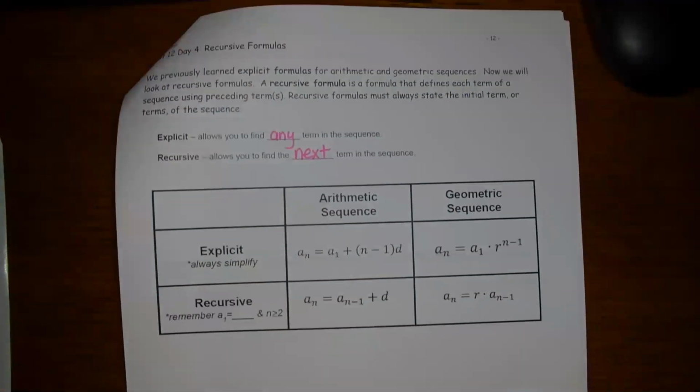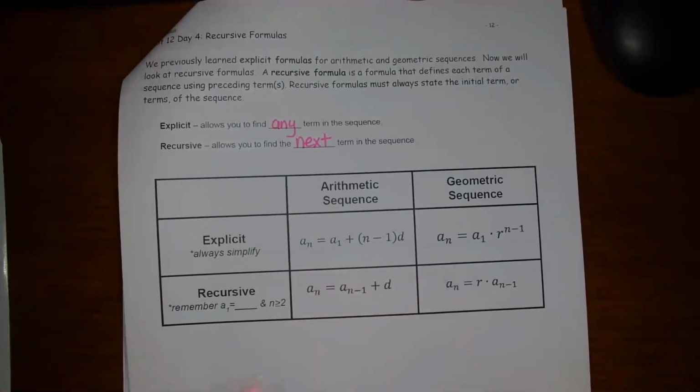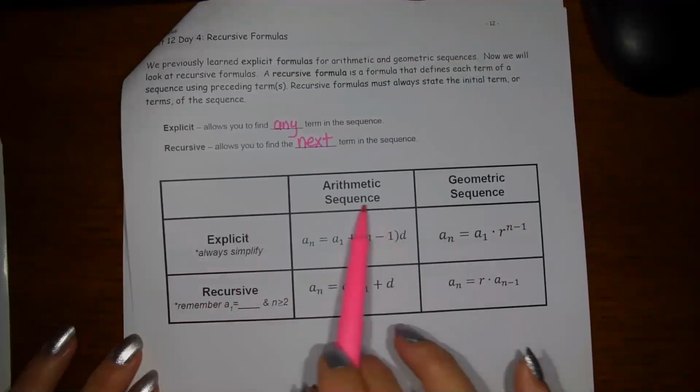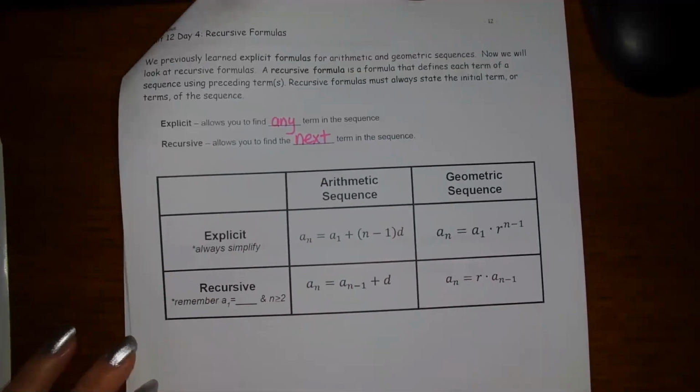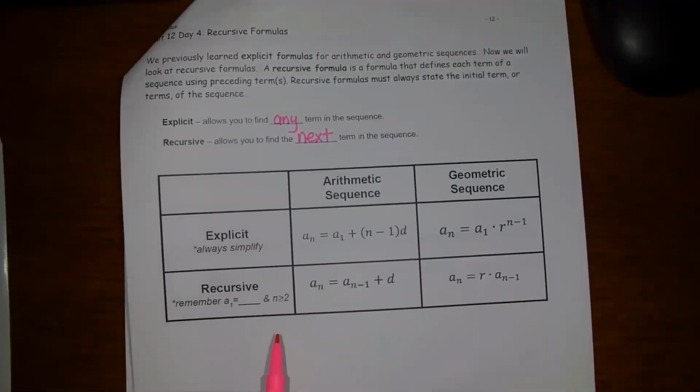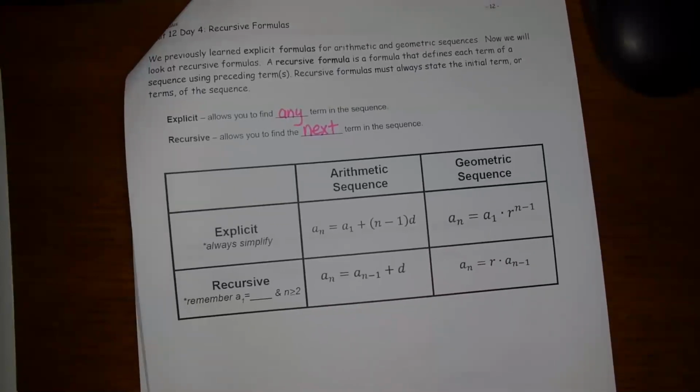Okay, let's look at this. These are formulas that you already have in your notes. a1 plus n minus 1 times d for arithmetic, and an equals a1 times r to the n minus 1 for geometric. These are the ones that you've already done. We've spent 2 days on them. Recursive, right, means that we're going to write a sub n minus 1 plus d, or r times a sub n minus 1. We'll look at some examples and that'll make sense.